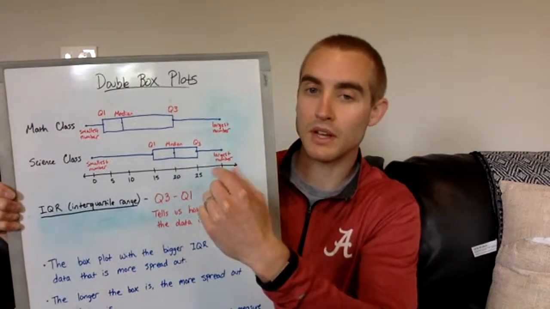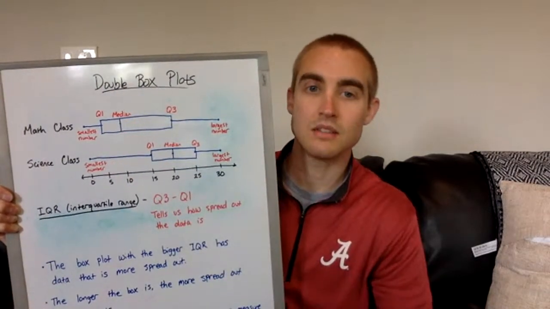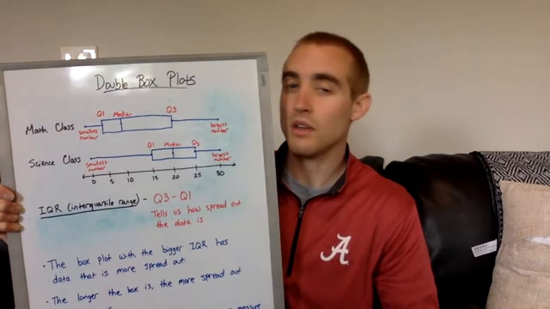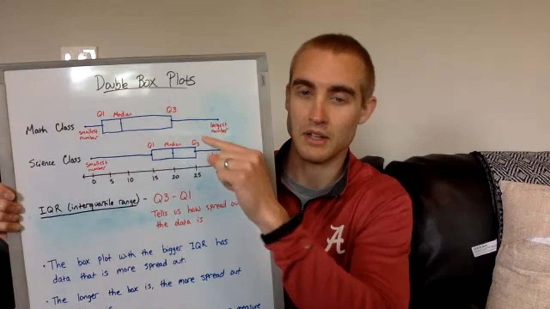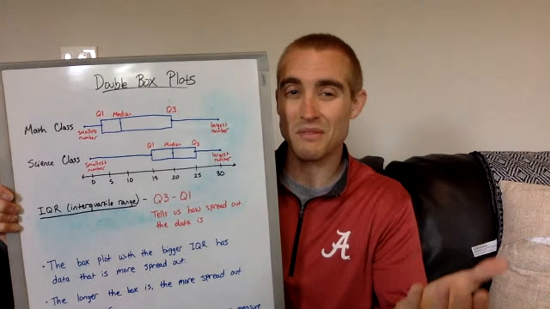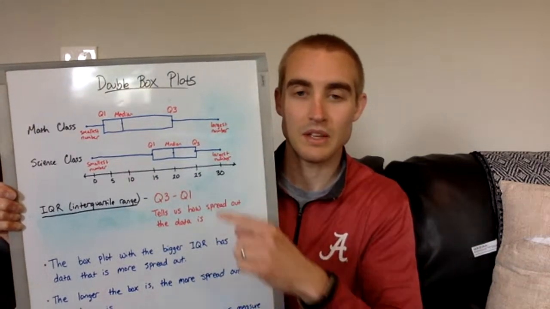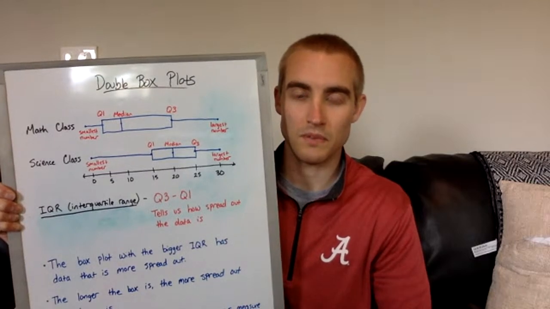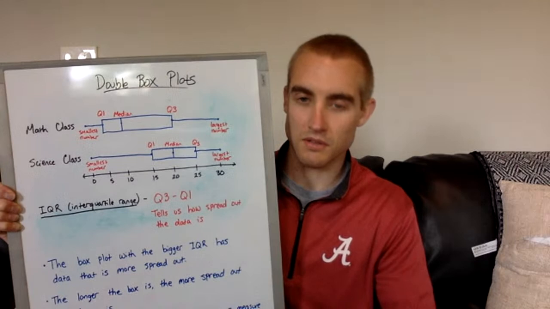And then the middle line, this is the really important thing, the middle line in your box, that is the median. We don't care about the mean, we don't care about the mode in a double box plot. We only care about the median. They give the median to you. In this case, in math class, it's 10. Science class, it's 20.